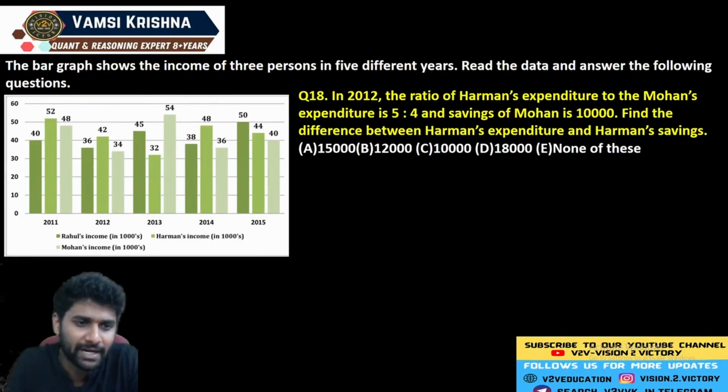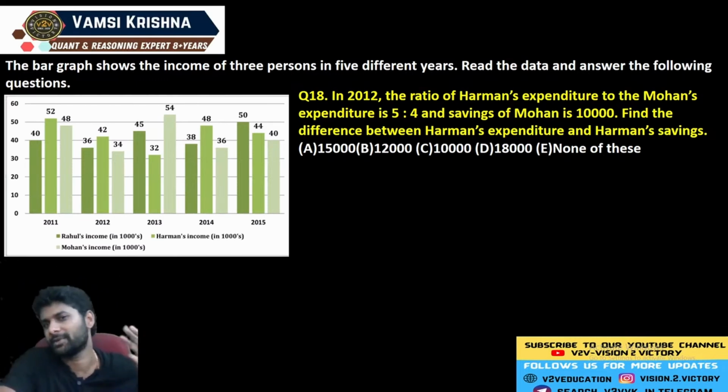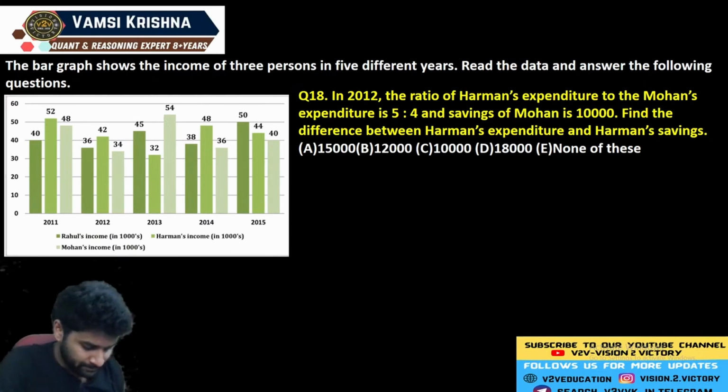Now we'll go for one more data interpretation. Definitely you can expect two different data interpretations, guys. And you already know what models there are in data interpretation. You should understand the table. You have to take the information from the table.